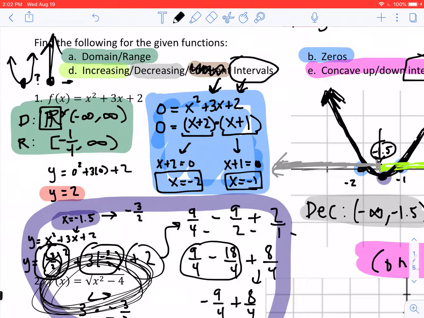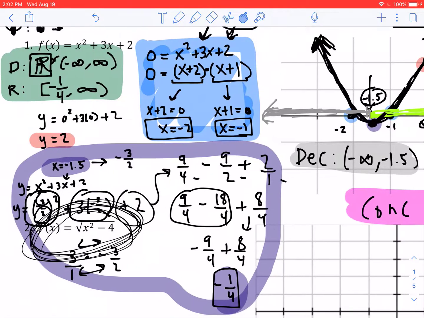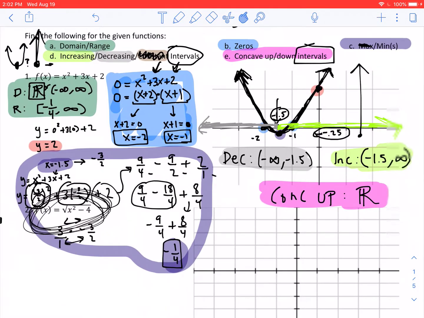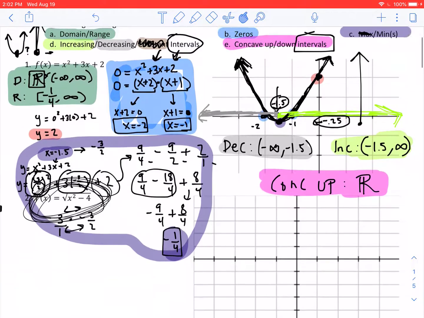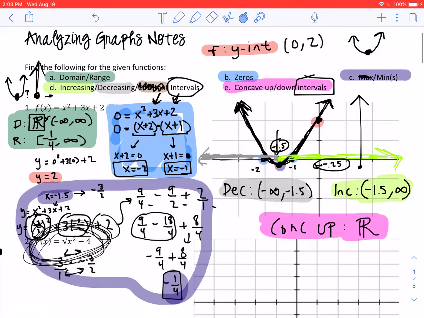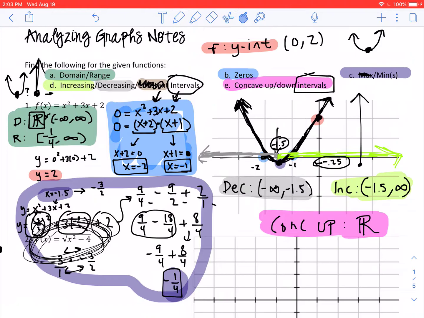If you write -0.25, that's also fine, right? Typically, I'll use fractions just because, and we're going to see this a lot this year. They're a little bit easier to work with, believe it or not. Okay, the second rookie mistake that I made was in part C. We found the minimum value to be this point here, -1.5 comma -1/4.